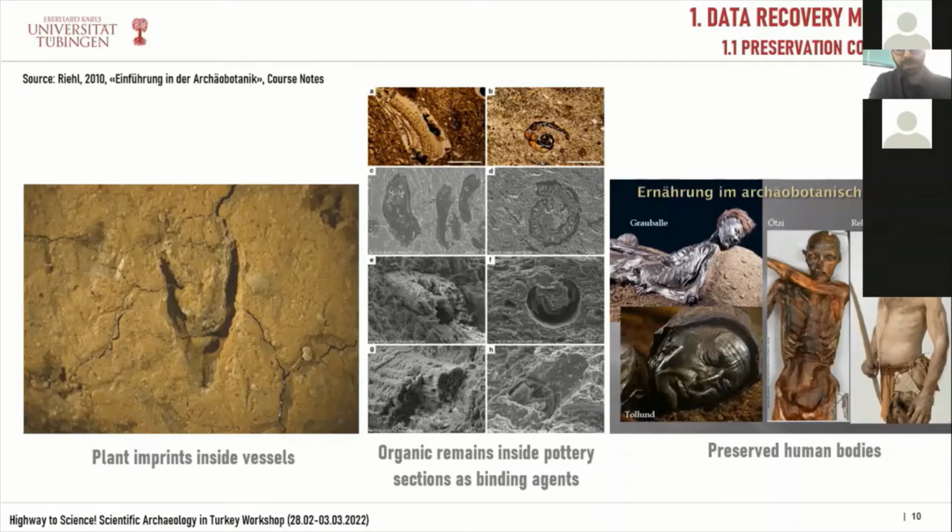There are many more. For example, there are coprolite remains, meaning human or animal feces, in which we can also find some plant remains.